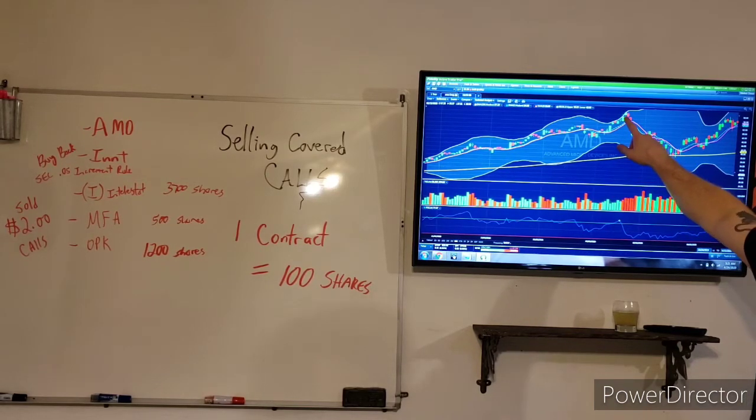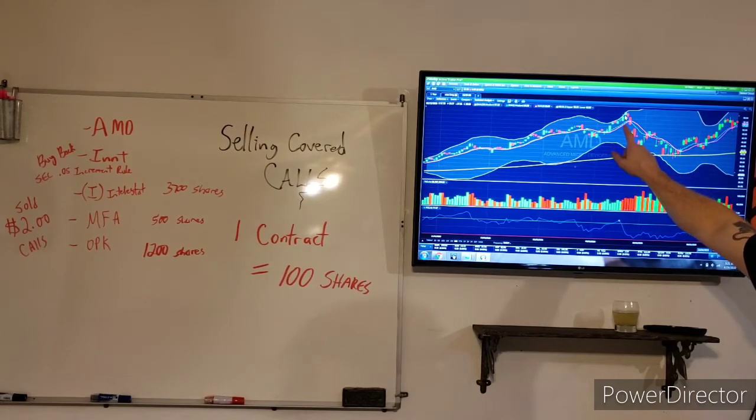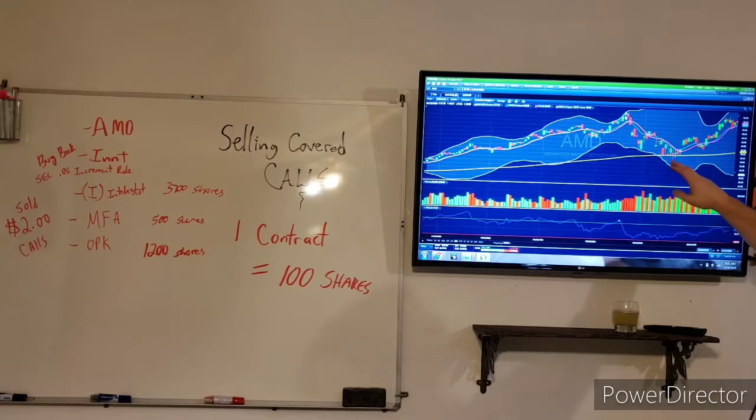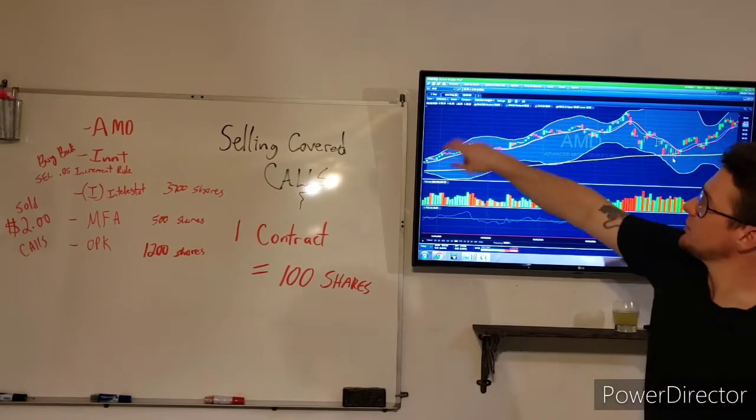This is February 20th, 2020. This is when the coronavirus news first started really hitting the U.S. Drove down and drove all the way down here to like $36, $37. That low there on March 18 was $36.75.